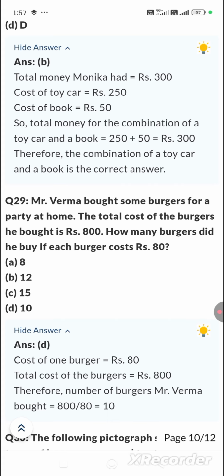Mr. Burma bought some burgers for a party time. The total cost of the burgers he bought is rupees 800. How many burgers did he buy if each burger costs rupees 80?